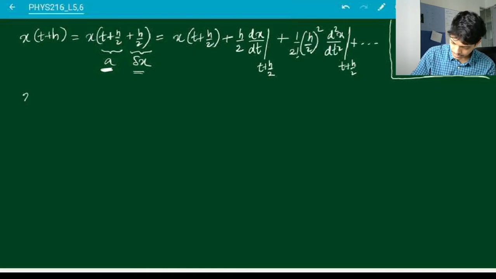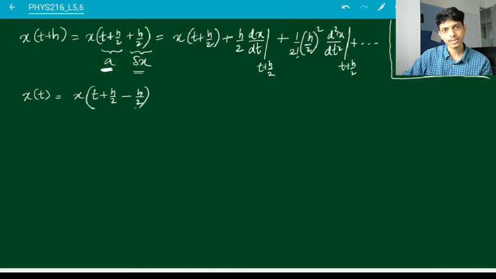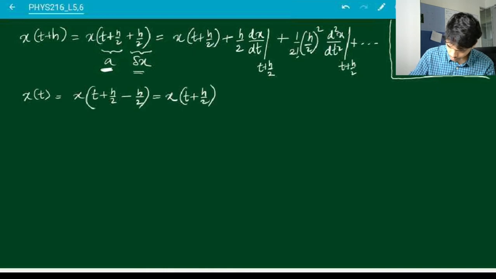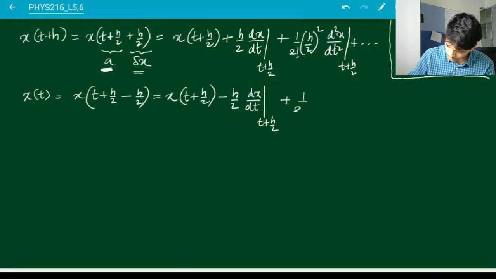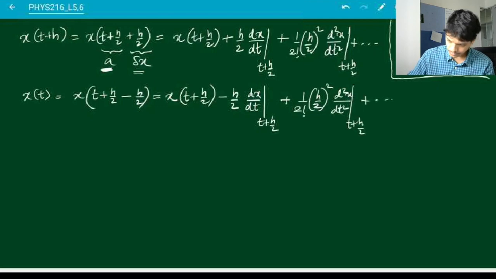And if I want to write x of t, I'm going to write this again as x of t plus h by 2 minus h by 2. Once again, I'm going to do a Taylor expansion. So x of t plus h by 2 minus h by 2 dx by dt at t plus h by 2 plus 1 over 2 factorial h by 2 square second derivative at t plus h by 2 and so on.